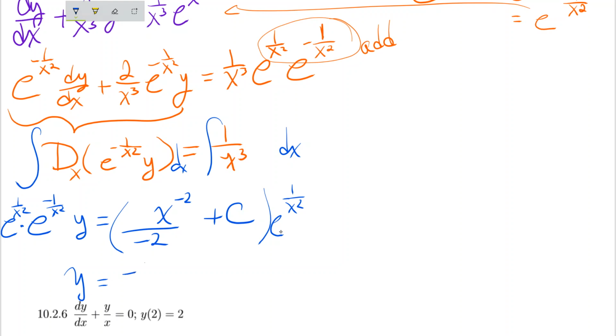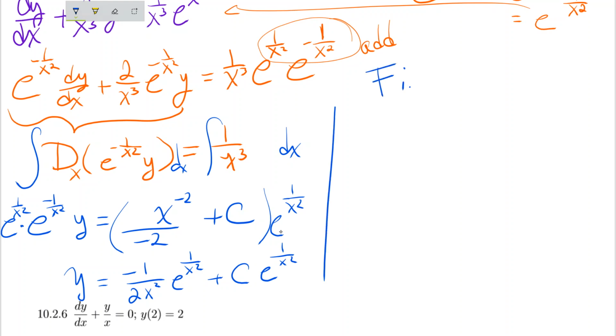Let's rewrite this. y equals negative 1 over 2x squared, and then e to the 1 over x squared plus c e to the 1 over x squared. Okay, and now I've got to put in the initial value and solve this to figure out what c is. Oh god. Okay, well, let's find c.